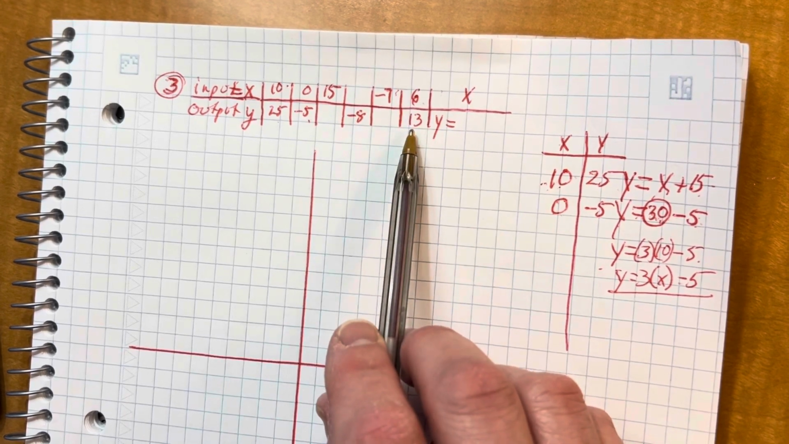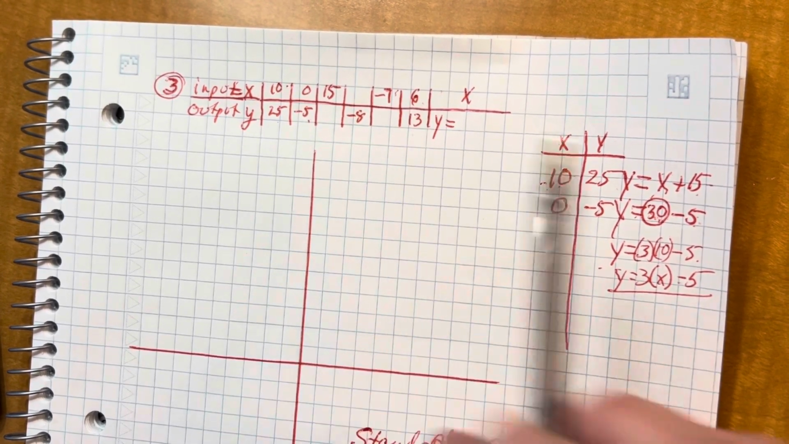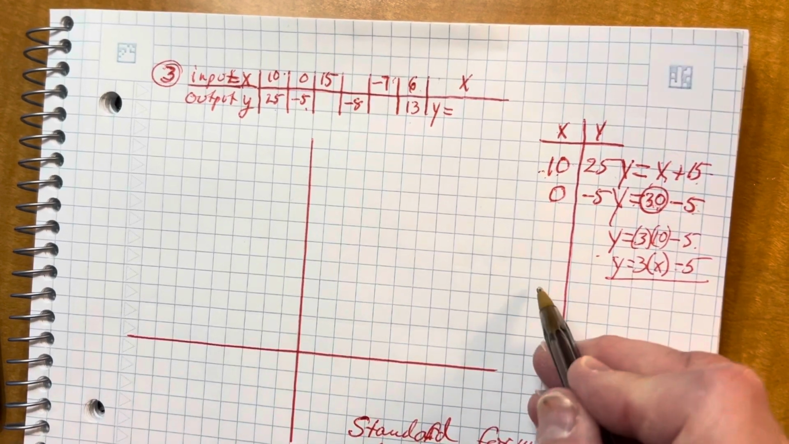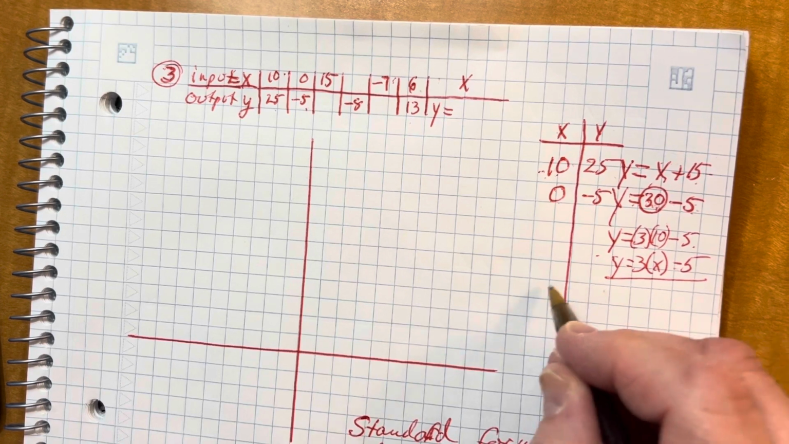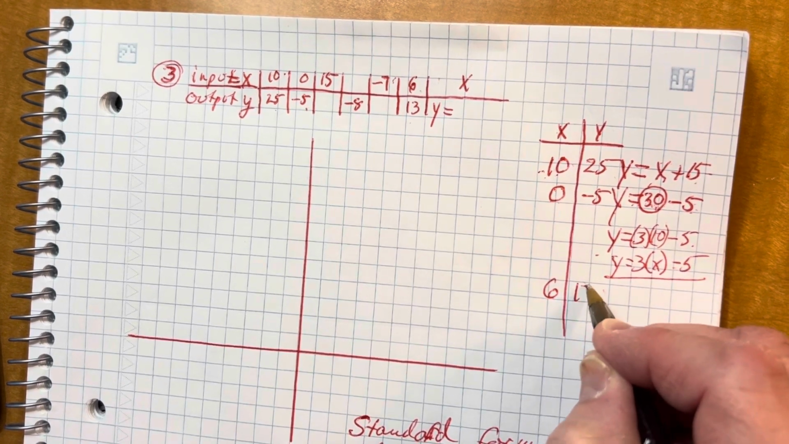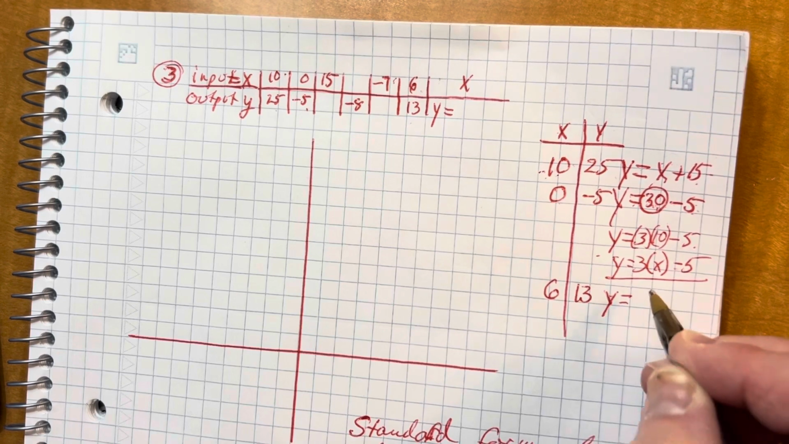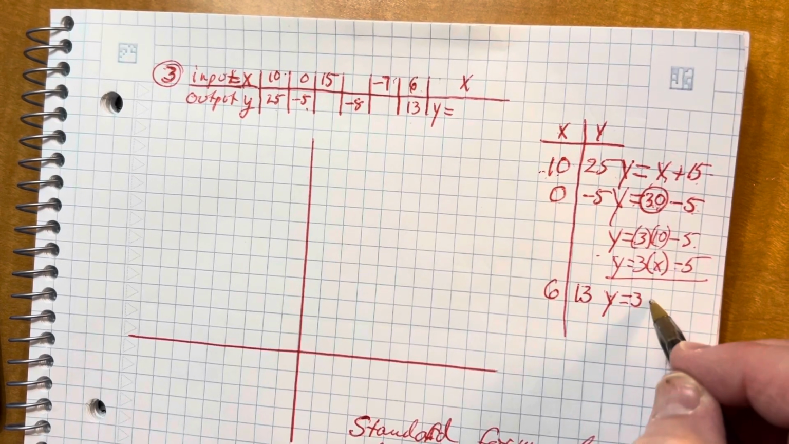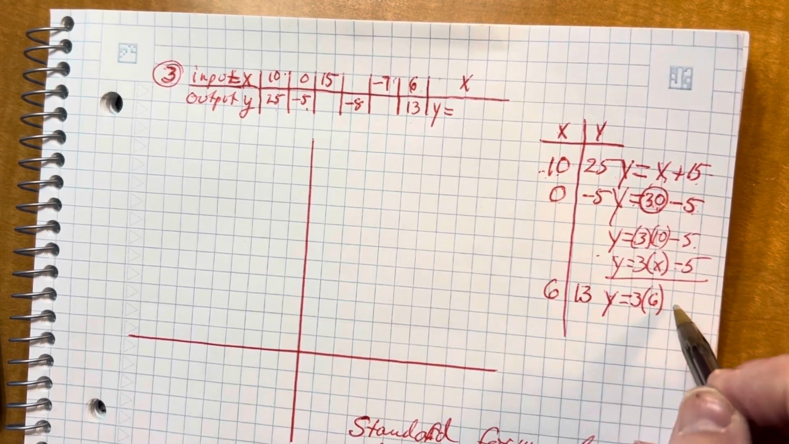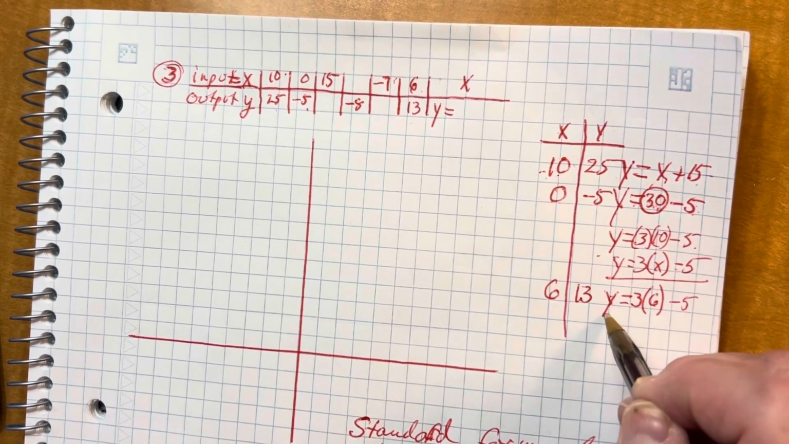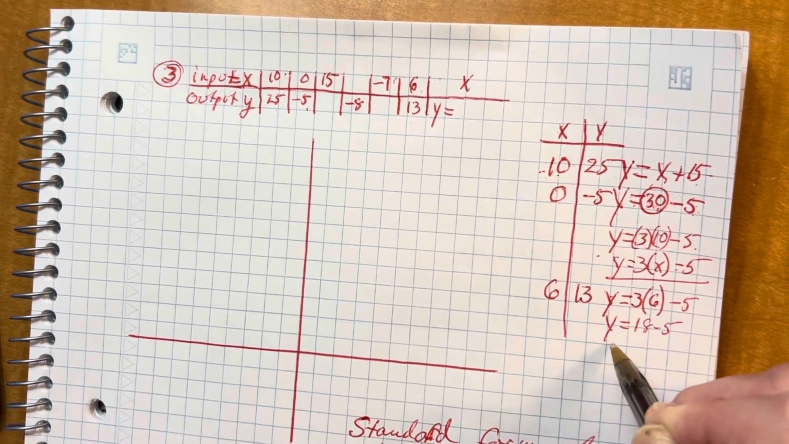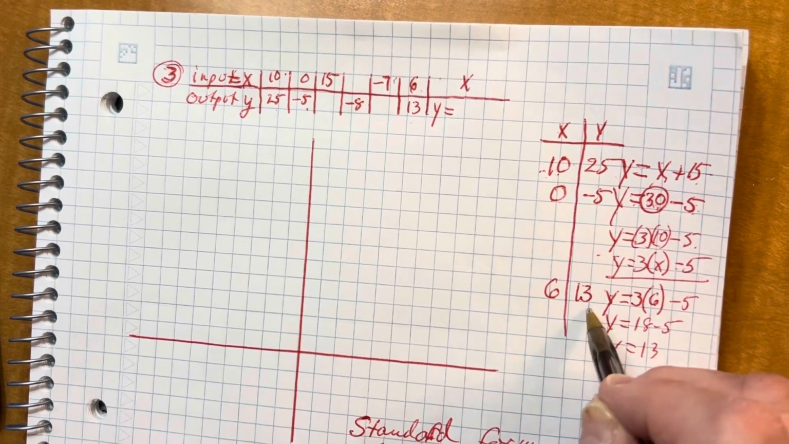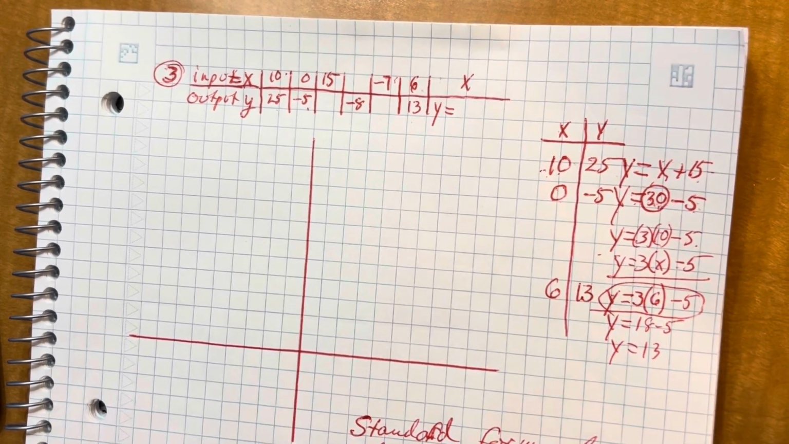Let's put 6 and get an out point of 13. If I have 6 go in for x, 13 should be the y. Y equals 3x, where x this time is 6, and then I subtract 5. Does that equal 13? It is. Y equals 13. We have checked. That is the equation of the line.